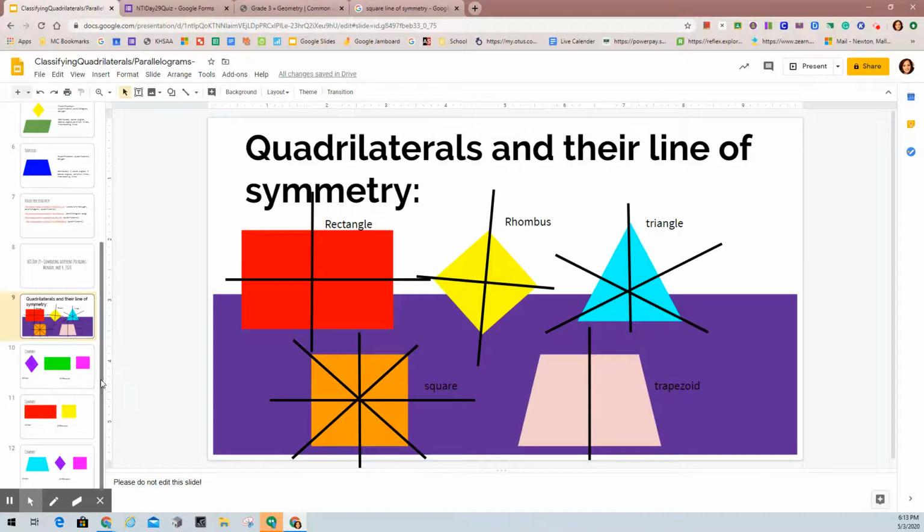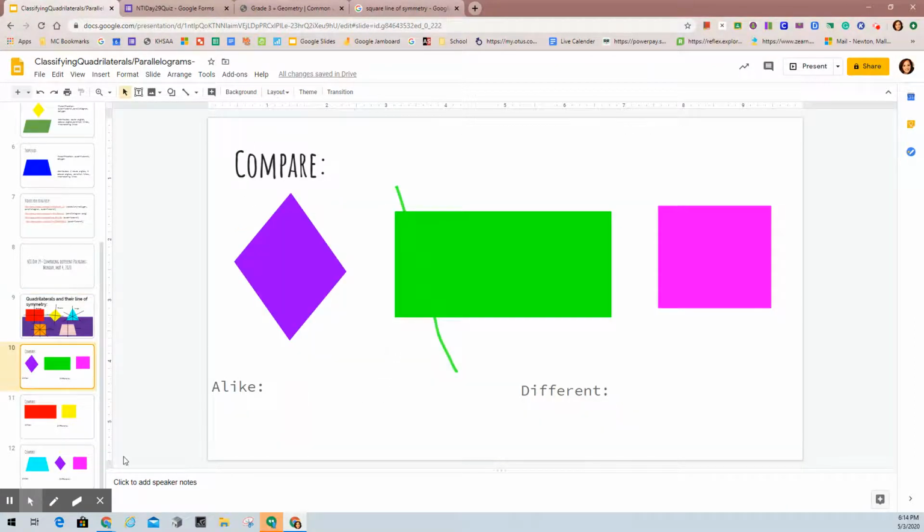Let's go ahead and dive into comparing different polygons. Because tomorrow we're going to look at classifying the polygons. So by comparing them, it's setting you up to classifying them without even knowing it. So I've got 3 different polygons here. And it's asking me, how are these alike and how are they different? So it's like a Venn diagram. We're comparing and contrasting them.